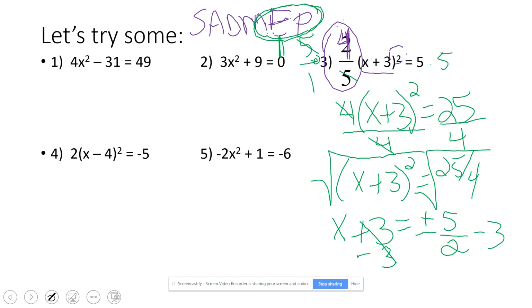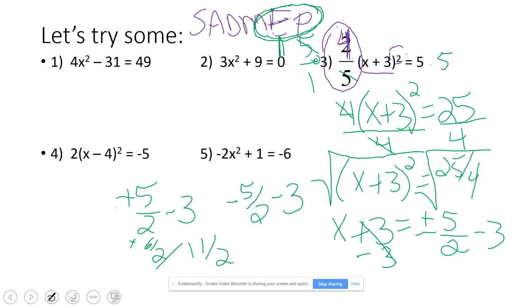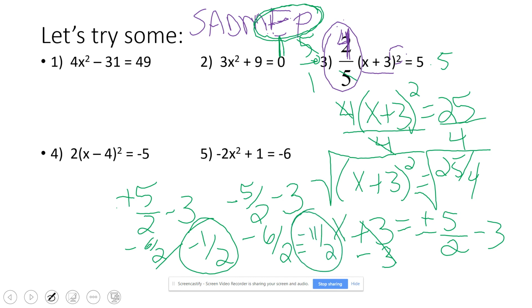So here's where we have to do a little bit more math. I have positive 5 halves minus 3 and negative 5 halves minus 3. 3 is the same as 6 halves. So 5 halves plus 6 halves is positive 11 halves. Oh, I'm sorry, we're subtracting. Excuse me. We're subtracting. So 5 minus 6 is negative 1 half. There's one of my answers. And then negative 5 halves minus 6 halves is negative 11 halves. And that's my second answer. Now those ones, if you would like to put into decimal form, that's totally fine.